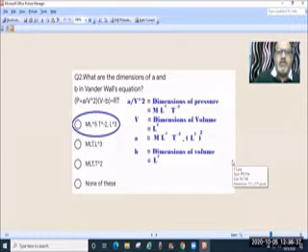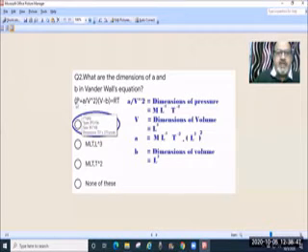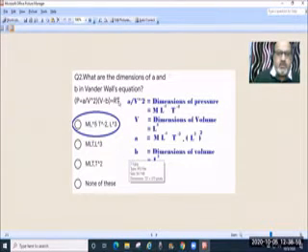question in the test. Second question: what are the dimensions of A and B in the van der Waals equation? So this is (P + a/V²)(V − b) = RT. This bracket has dimensions of pressure and this bracket has dimensions of volume, that is PV = RT. So here, what are the dimensions of A and B? Here the principle of homogeneity of dimensions applies. If one term, this is P, this is pressure, so another term will also have the same dimension of pressure.